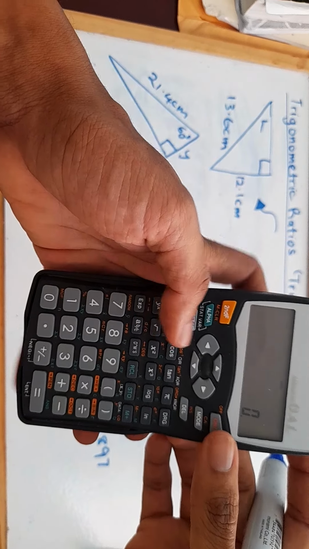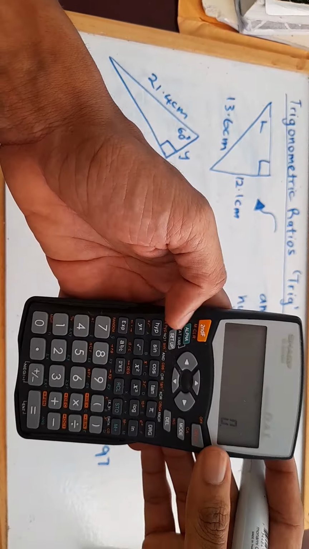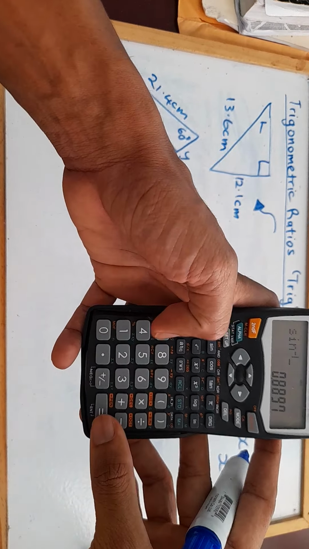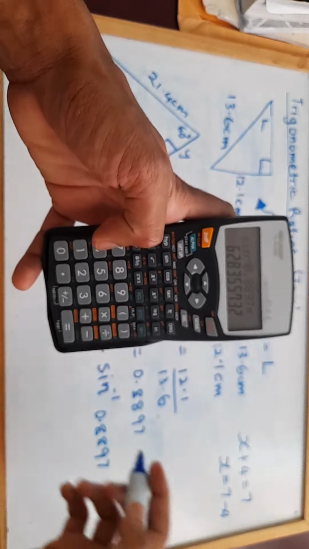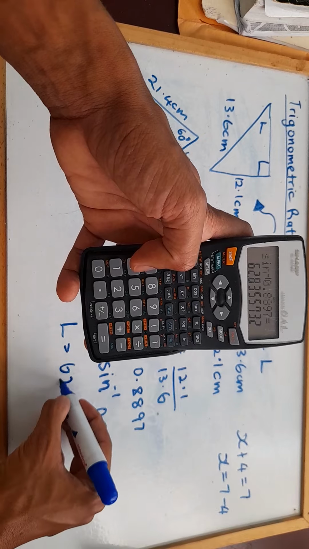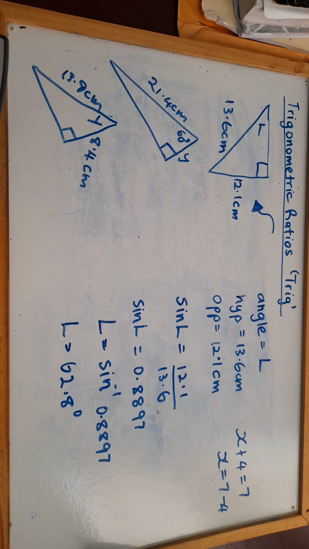The sine inverse. So we're taking the sine inverse of this value. Because it's orange, we have the second function. Click the sine and sine inverse comes up. Then we just type in our value, 0.8297, 62. And then we just put our 6.8 degrees. And that's basically it.